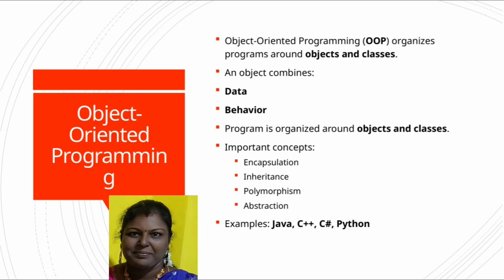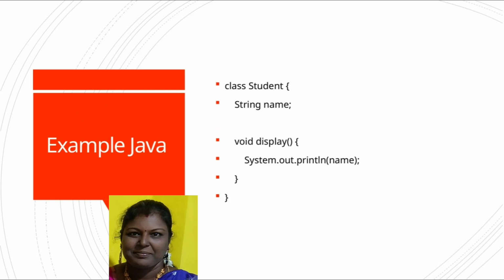Here's a simple example of a Java class named Student. It has one property, a string called name. Inside, there's a method called display, which prints the student's name to the console. This shows how we can bundle data and behavior together in a class, making our code organized and reusable. It's a basic but powerful building block in Java programming.